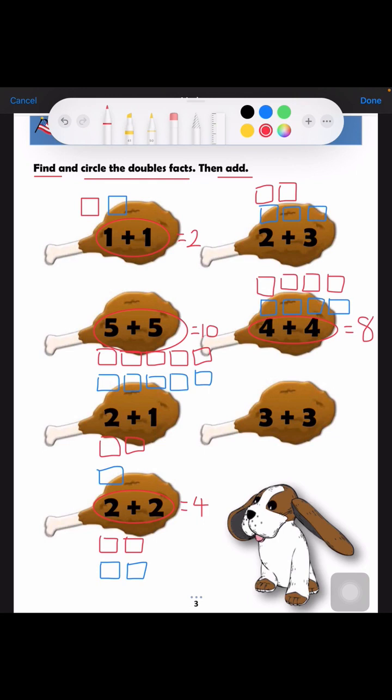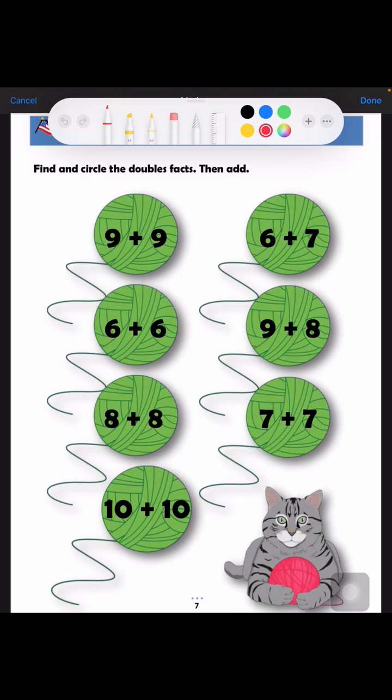Last one, 3 plus 3. 3 blocks plus 3 blocks. Is it a double fact? Are the addends the same? Yes, and 3 plus 3 equals 6. And then we move on to page 7.